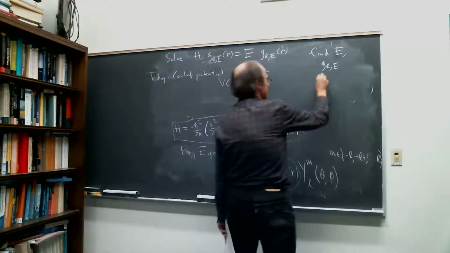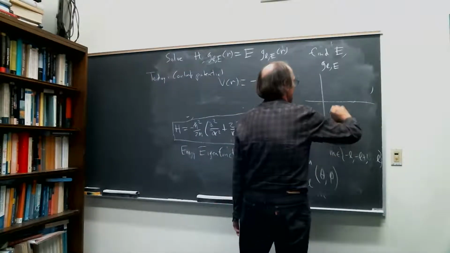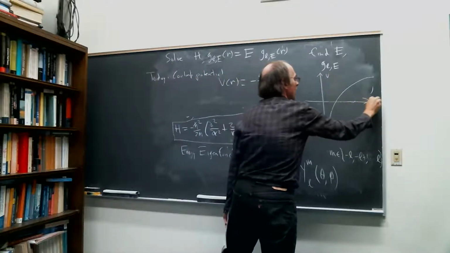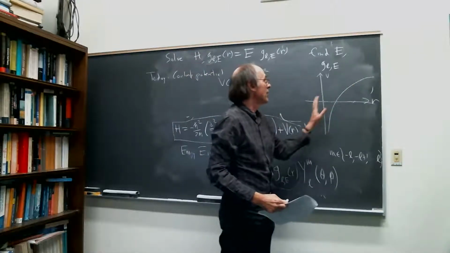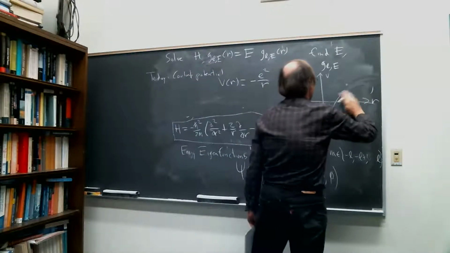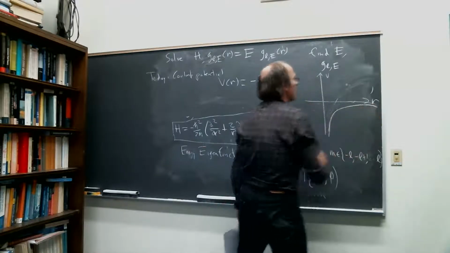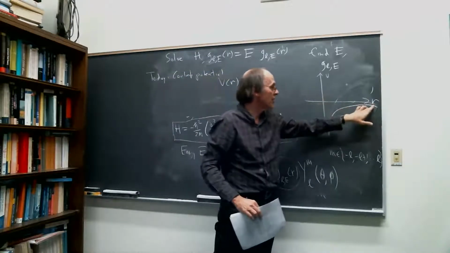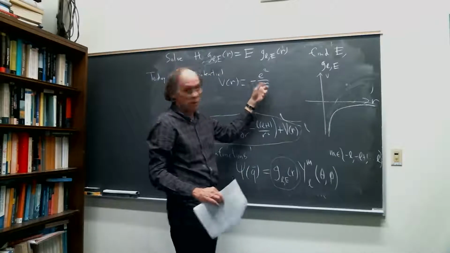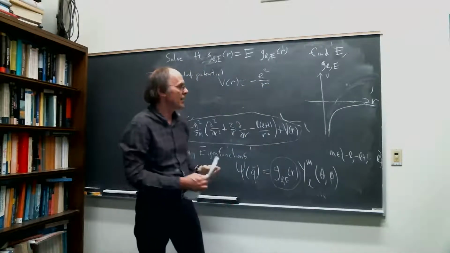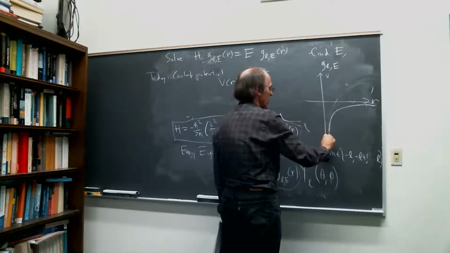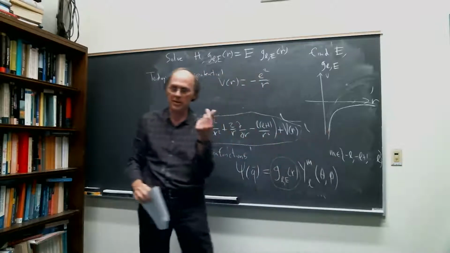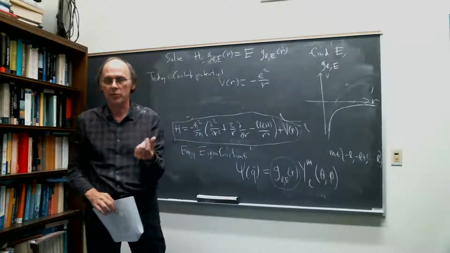Physically, this kind of looks something like this. This is V of R. The Coulomb potential, as you go off to infinity, goes to zero. It falls off as 1 over R, but it's negative, and it goes down to minus infinity as you get to R equals 0. So there's something fairly singular happening at R equals 0 that you have to worry about.